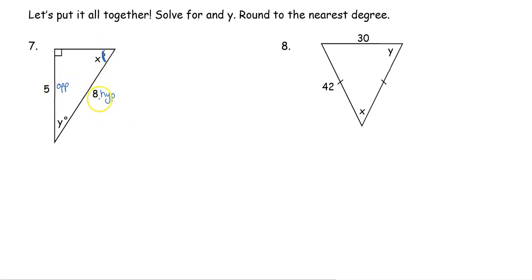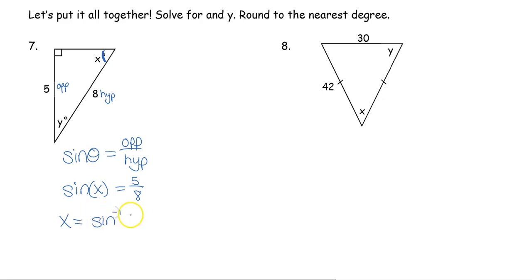Well, 5 is opposite hypotenuse, that's sine. Sine of our angle is the opposite side over the hypotenuse. In this case, the angle that we're looking for there is x. The opposite side is 5. The hypotenuse is 8. When I set up my equation, I see that what I'm missing is the angle measure. So x is equal to the inverse sine of 5 over 8.